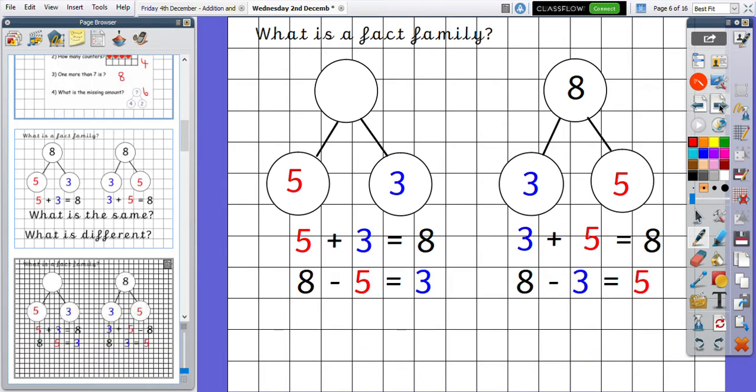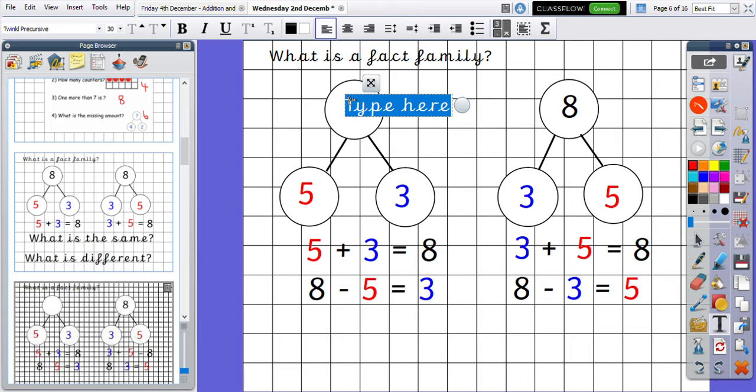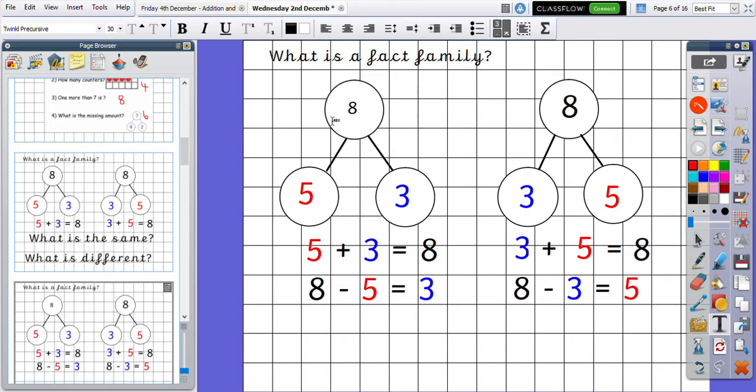Okay then, let's have a look then. Now, I have got something missing. So what have I got missing up here? You might want to pause the video while you take a guess. But I know that 5 add 3 is 8. So I am going to add 8 into my circle, my box at the top.